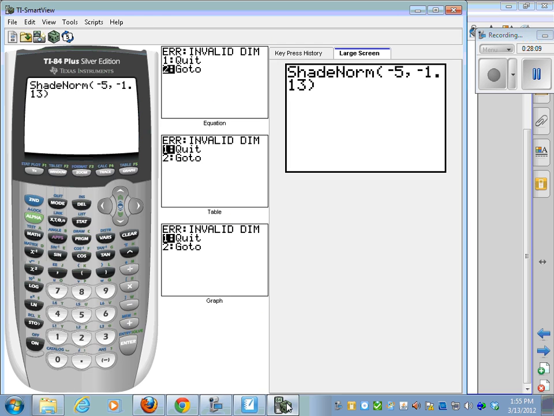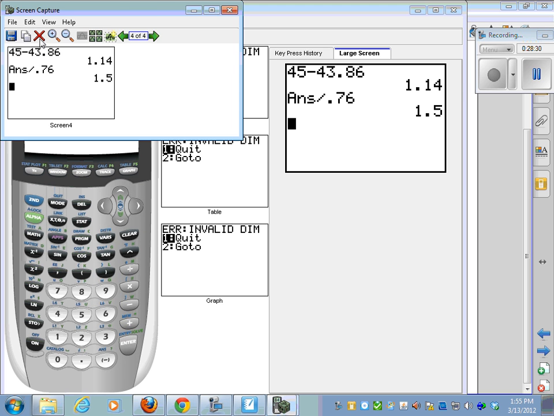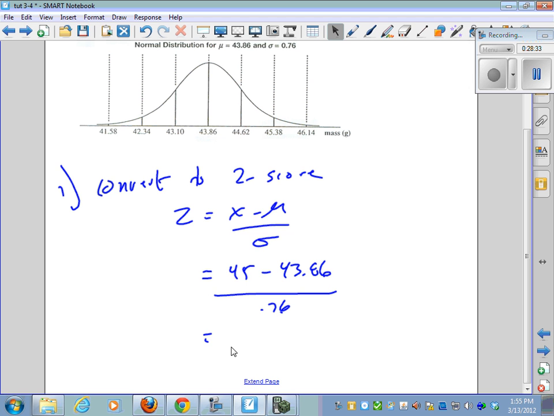Go to my calculator. Watch, you guys. I go 45 minus 43.86, right? So I'm above average. I divide by my standard deviation of 0.76. I get a z-score of 1.5. Excellent. What does that mean if you're at a z-score of 1.5? It means it's well above average. Well above average, 1.5.